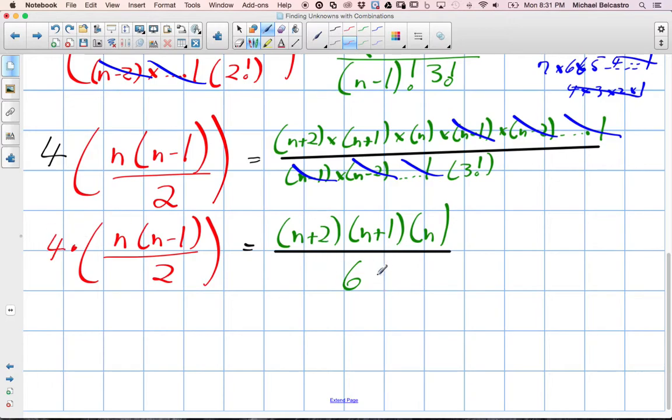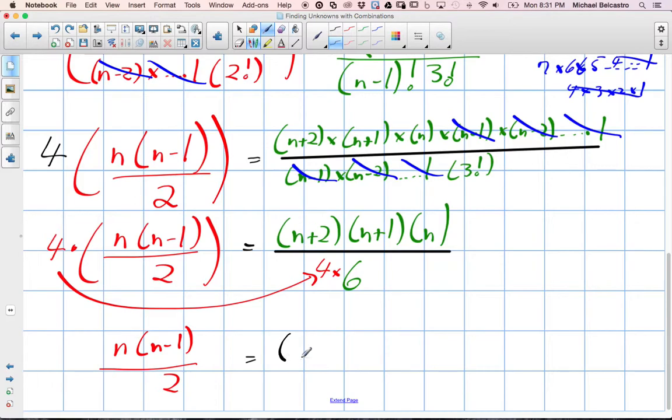Because this is already a fraction, to move it to the other side, I would just move it to the bottom and multiply by the bottom. So there's a nice rule we can say we've learned. That leaves us with n times n minus 1 over 2 is equal to, and we still have our n plus 2, n plus 1, and n all over 24.